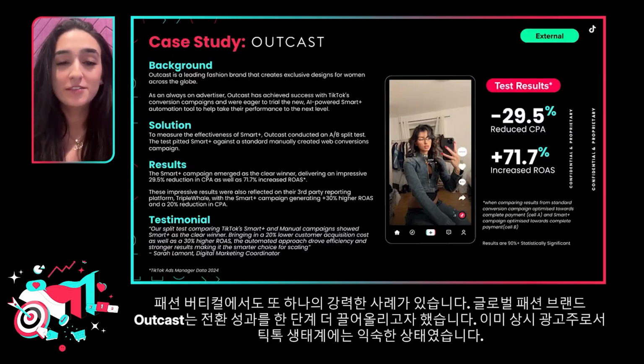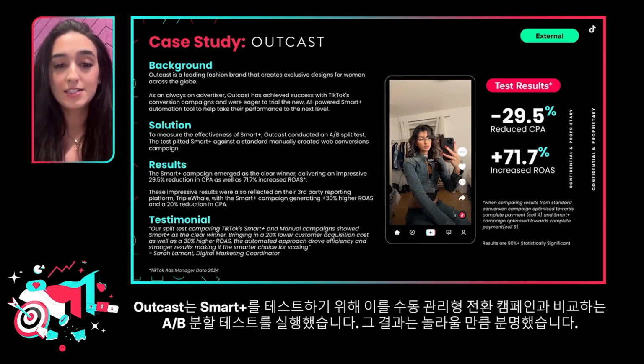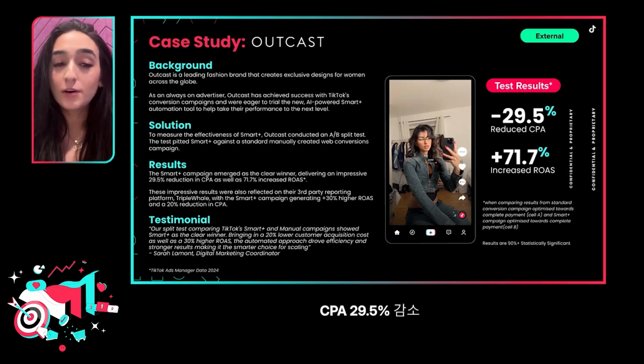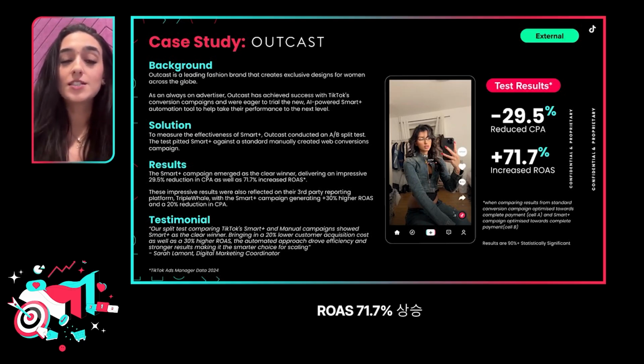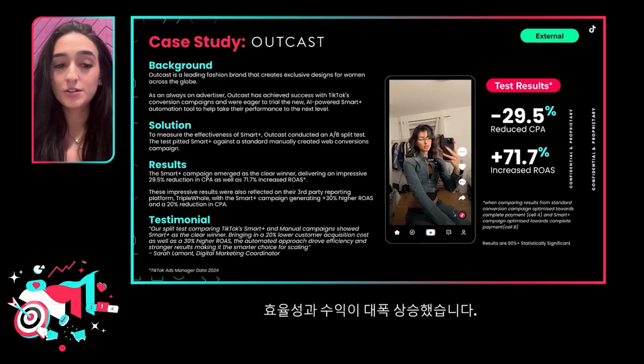Here's another strong proof point from the fashion vertical. Outcast, a global fashion brand, wanted to take their conversion performance to the next level, and as an always-on advertiser, they were already familiar with TikTok's ecosystem. To put Smart Plus to the test, they ran an A/B split test comparing it against their manually managed conversion campaign. And the results were incredibly clear. A 29.5% lower CPA and almost a 72% increase in return on ad spend. That is a huge leap in efficiency and return.